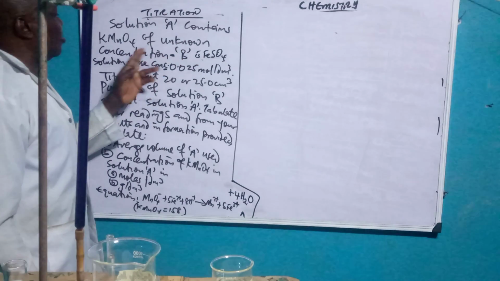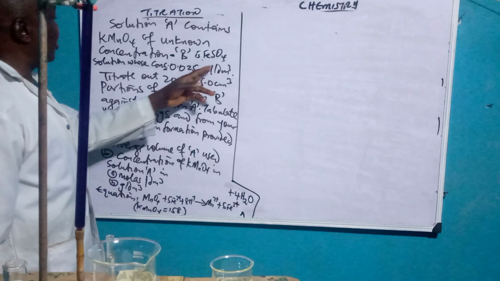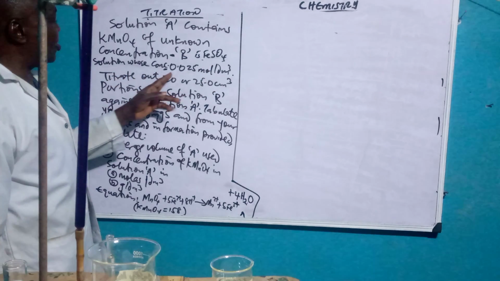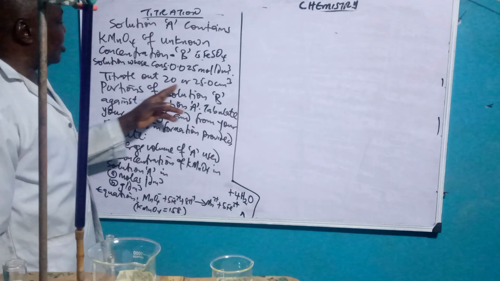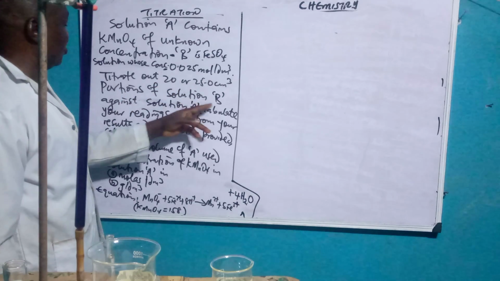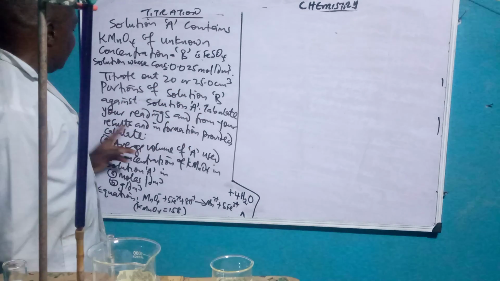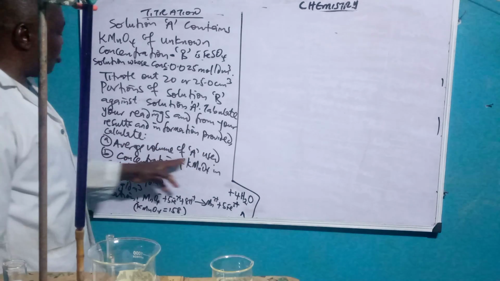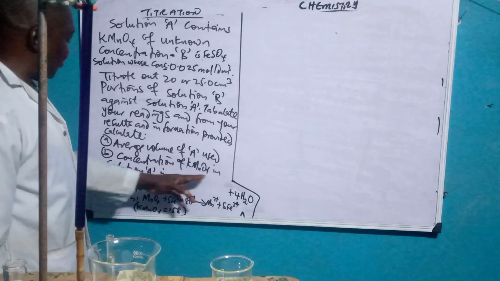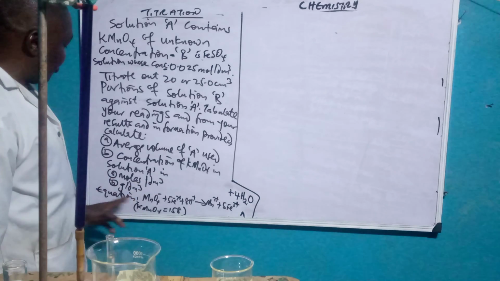Solution A contains KMnO4 of unknown concentration. B is FeSO4 solution whose concentration is 0.025 mol per dm³. Titrate 20 or 25 cm³ portions of solution B against solution A. Tabulate your readings, and from your result and information provided, calculate the average volume of A used. Concentration of KMnO4 in A, mol per dm³, B, gram per dm³.